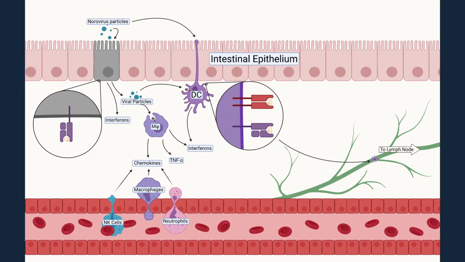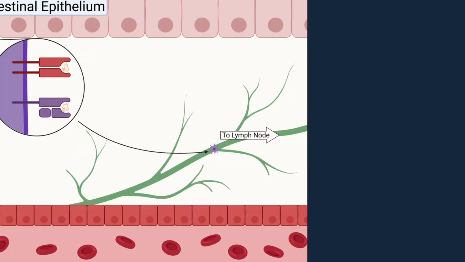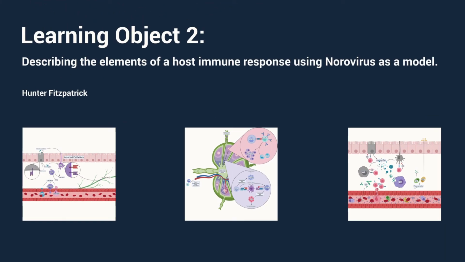Some activated dendritic cells will also secrete interferon, but unlike macrophages, dendritic cells will migrate to the nearest lymph node to present their found antigen to naive lymphocytes. This migration is the link between the innate and adaptive immune system.